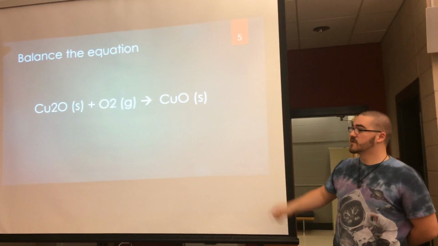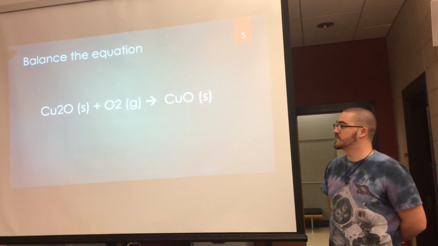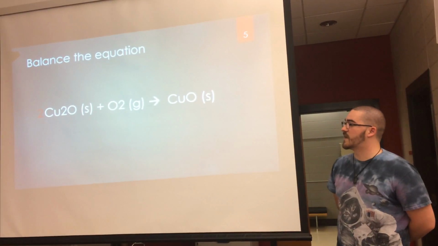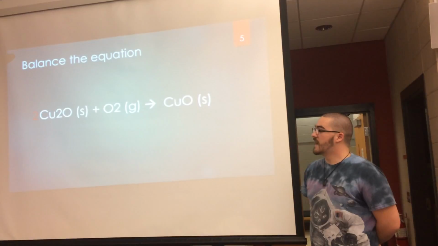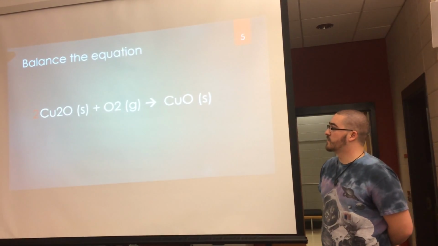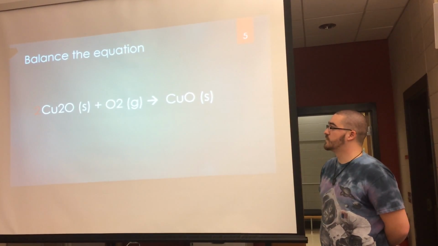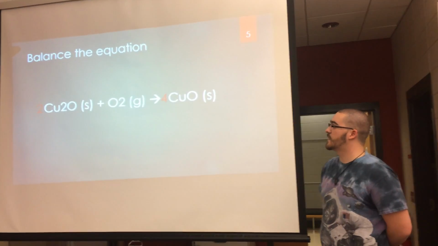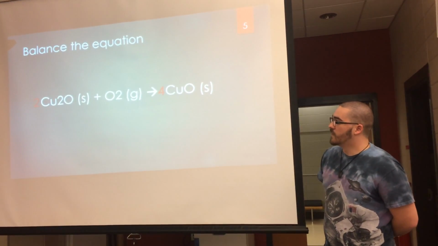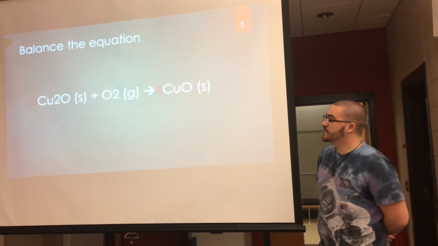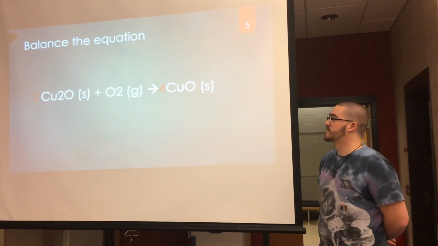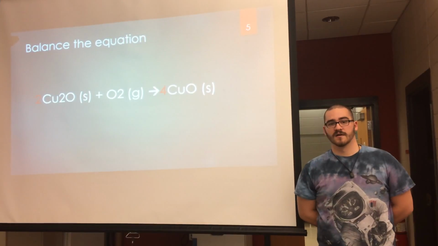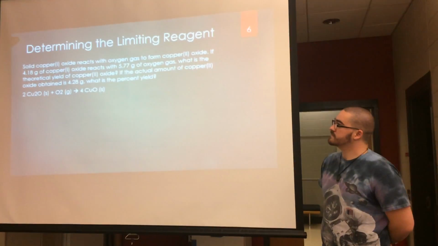So to correct this, we are going to first put a 2 in front of the copper(I) oxide, Cu2O. Now there are 4 coppers on the left and only 1 on the right, so we will balance it by putting a 4 by CuO. When looking at the oxygen, there are 2 from the Cu2O and 2 from oxygen gas, and there are 4 on the right side. That is balanced.